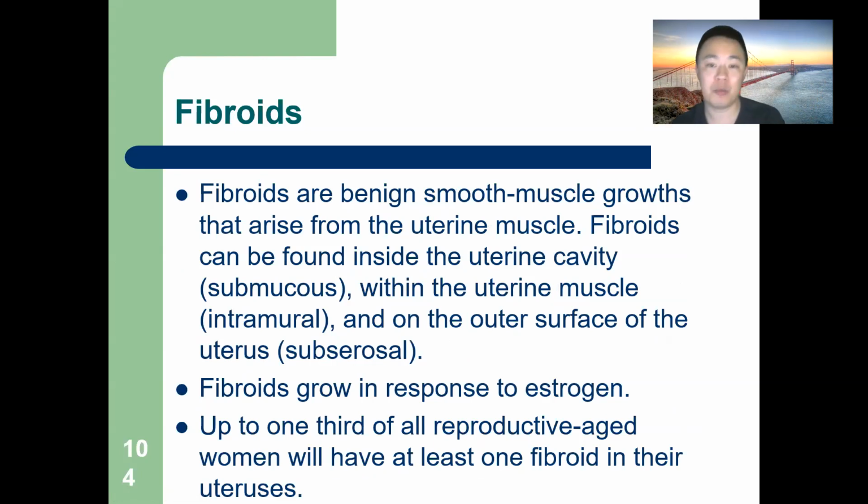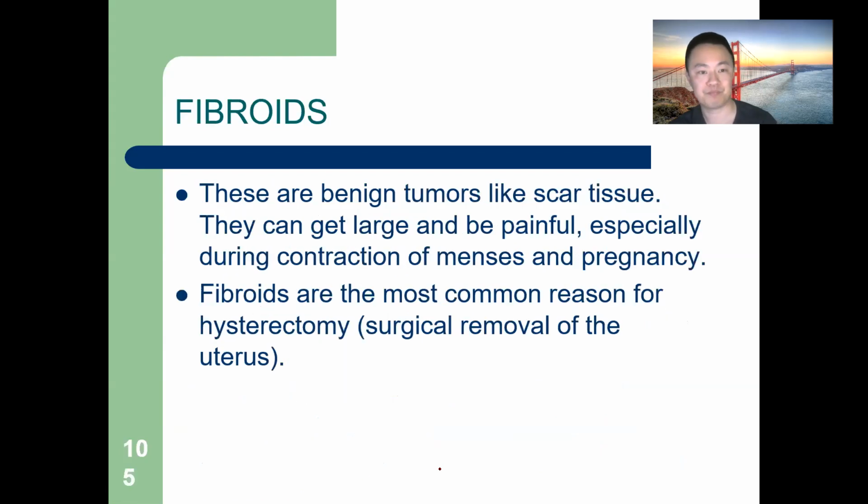Now, fibroids are benign, smooth muscle growths that arise from the uterine muscle, and fibroids can be found inside the uterine cavity, the submucosal layer, within the uterine muscle, intramural, and on the outer surface of the uterus, which is the subserosal. Fibroids grow in response to estrogen, and up to 1/3 of all reproductive age women will have at least one fibroid in their uterus.